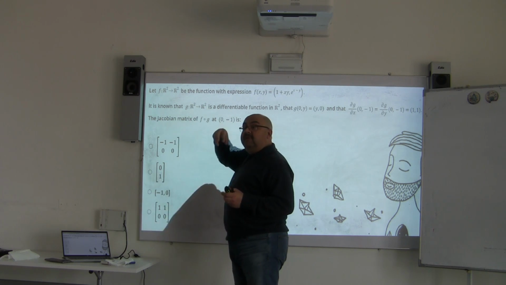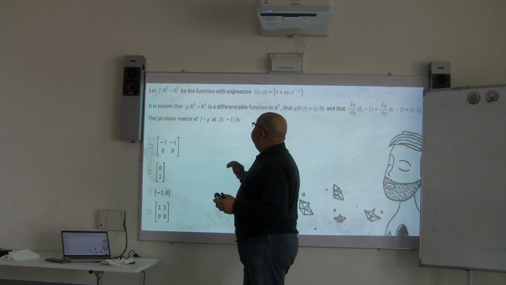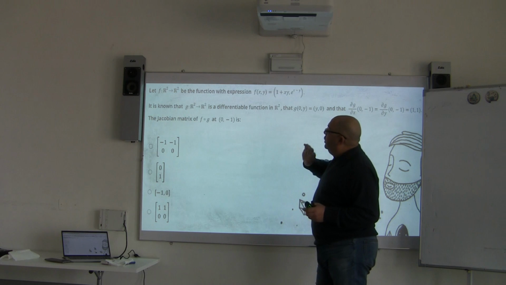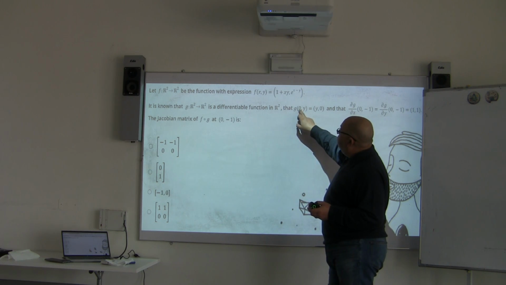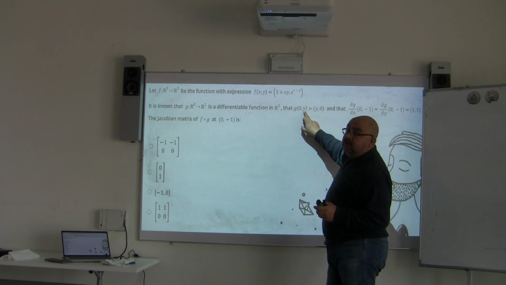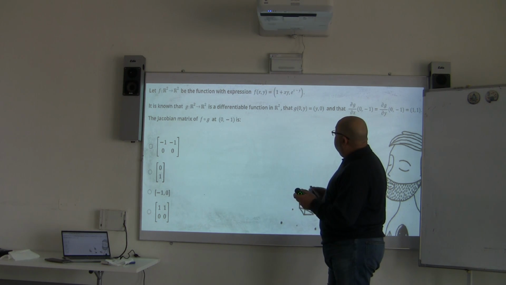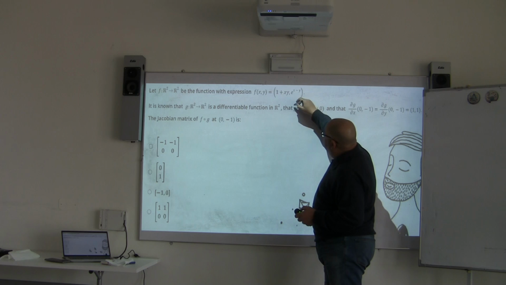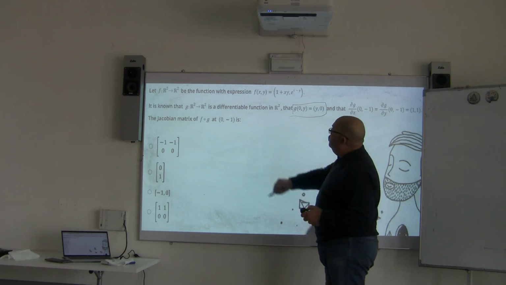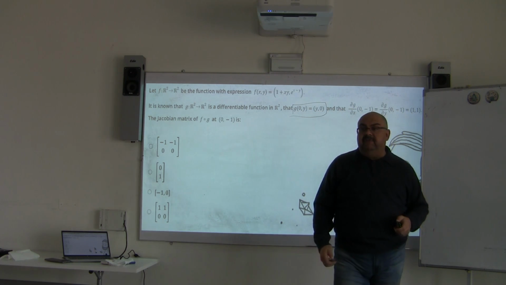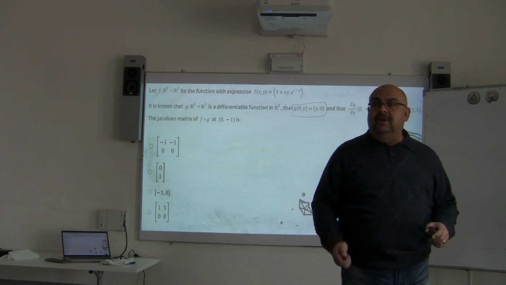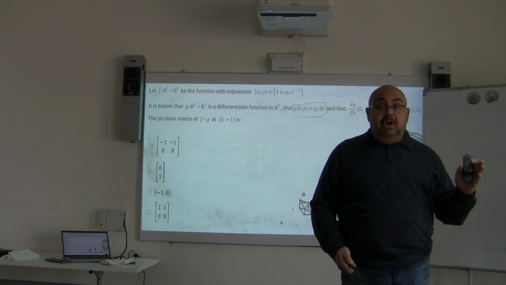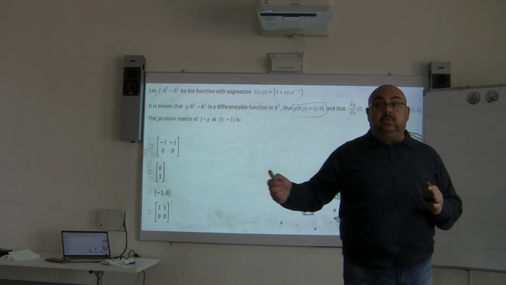So I have f from R2 into R2, and I have g from R2 into R2, which is a differentiable function. I know it can be differentiated. That g of (0, y), pay attention to this sentence, it's very important, is equal to (y, 0), which means if I have g at (0, 2), the result will be (2, 0). If I have g of (0, x), the result will be (x, 0).